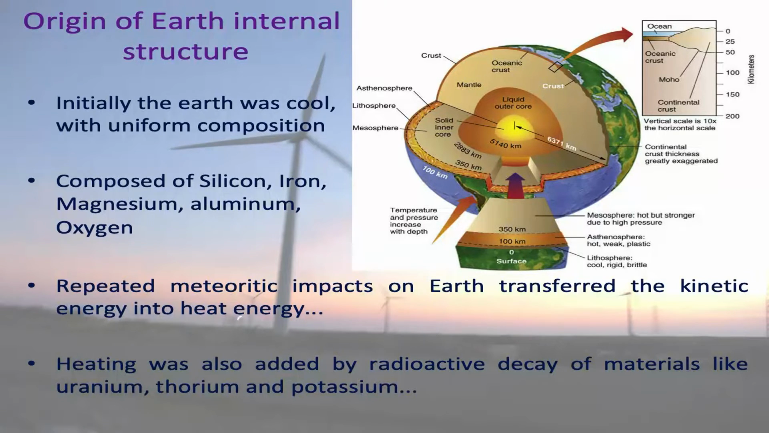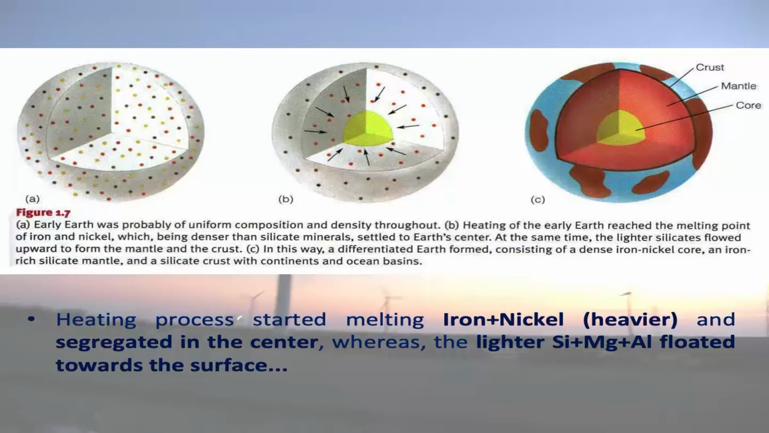Now this heating process resulted in the segregation of this material. Heating was added not only from the kinetic energy, but also through the decay of radioactive material like uranium, thorium, and potassium, and this resulted in the segregation. The heating process started melting iron and nickel, which were heavier, and they segregated in the center, where we see the collection of the heavier material, and the core mainly holds this. Whereas the lighter ones, silica, magnesium, and aluminum, floated towards the surface.